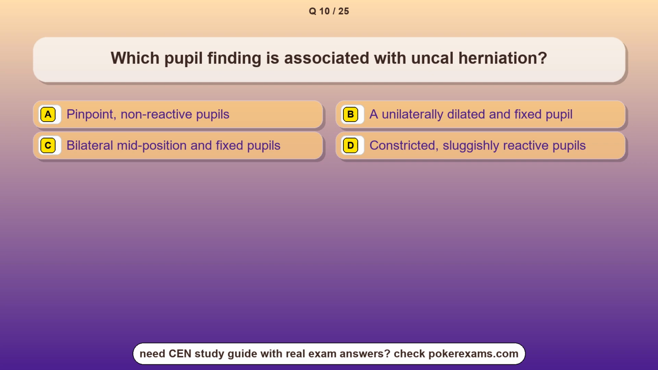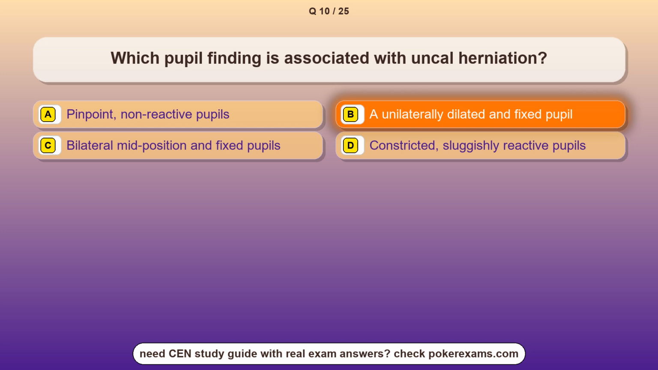Question 10. Which pupil finding is associated with uncal herniation? Option A. Pinpoint, non-reactive pupils. Option B. A unilaterally dilated and fixed pupil. Option C. Bilateral mid-position and fixed pupils. Option D. Constricted, sluggishly reactive pupils.